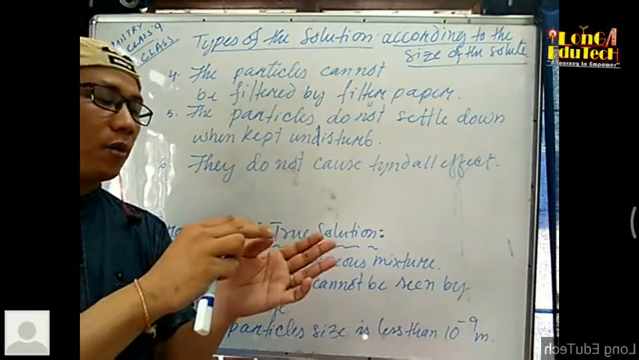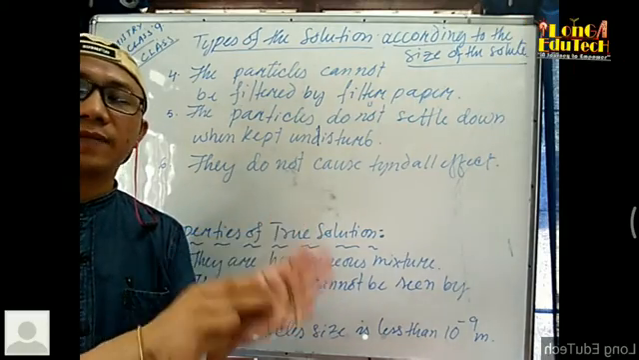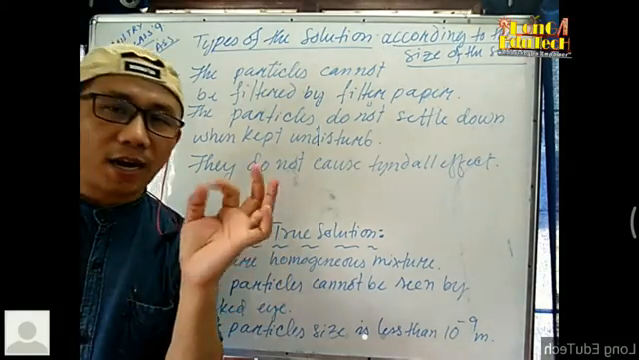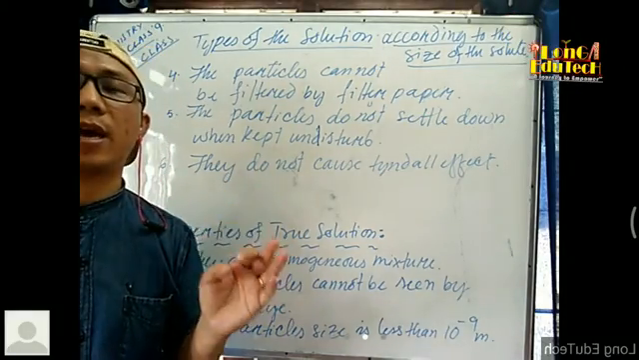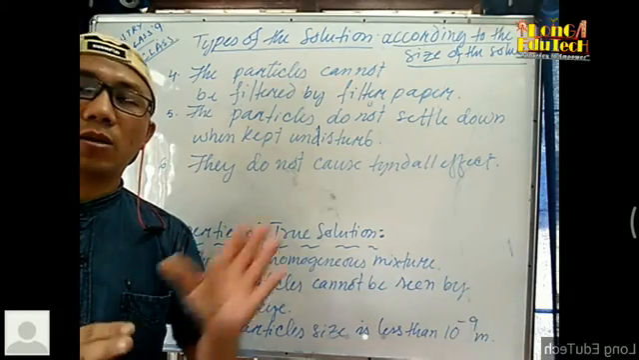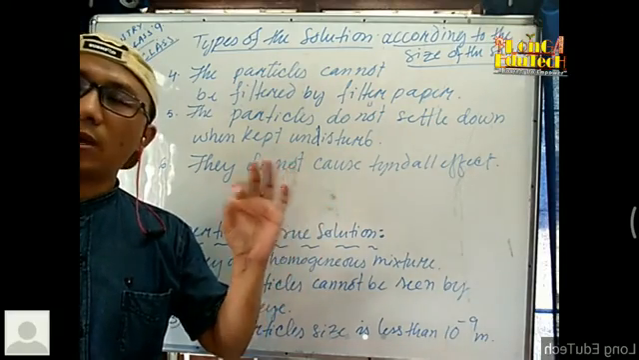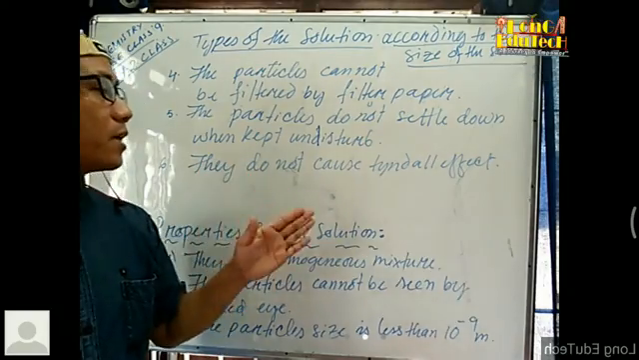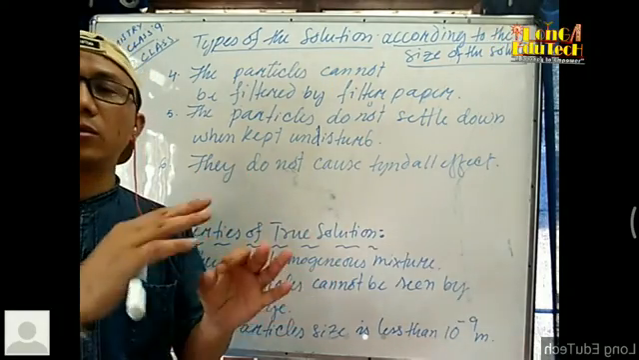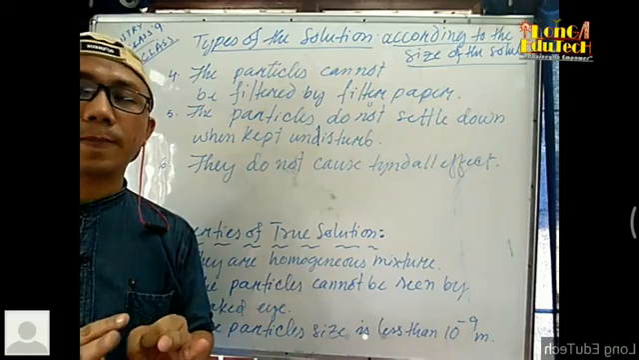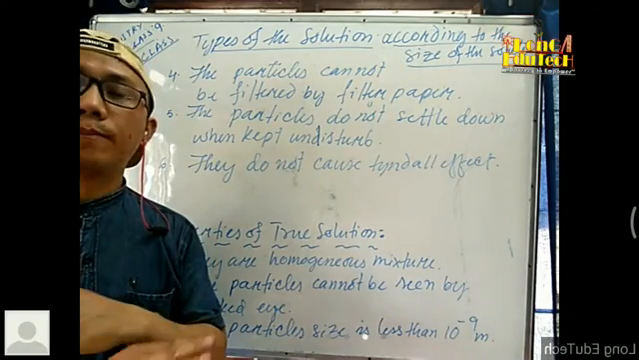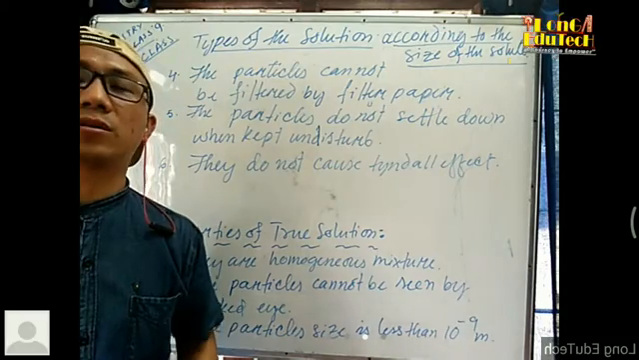Why does the true solution not cause the Tyndall effect, or why does this homogeneous mixture not cause the Tyndall effect? They can come this way also. But you have to know that homogeneous or true solution are both the same only. So the answer may be like this: the particle size of the homogeneous or true solution is too small to scatter the part of the light, so the Tyndall effect does not occur.